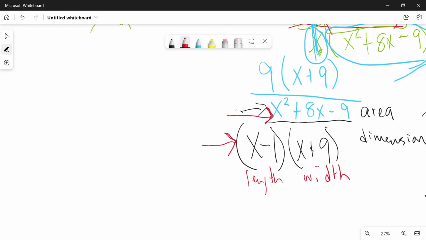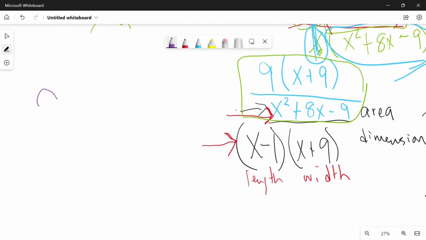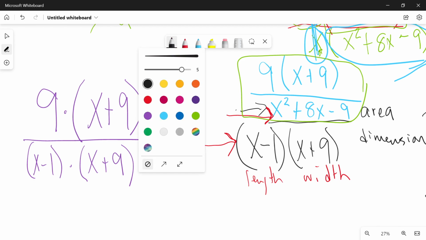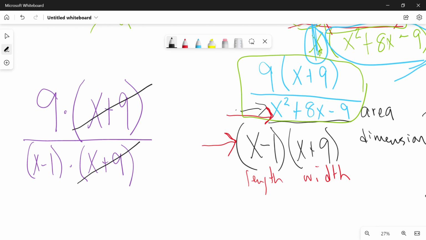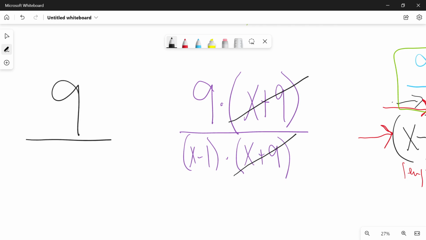So in other words, this whole entire fraction that I have here, I'm going to rewrite it over here. Let me pick purple now. I'm going to say on top is 9 times x plus 9, and on bottom is x minus 1, the length, times x plus 9, the width. And this is times and this is times. So guess what I get to do? See why we want to do that? Because x plus 9 and x plus 9 are going to cancel. So all that work leaves me with only 9 on the top and x minus 1 on the bottom.